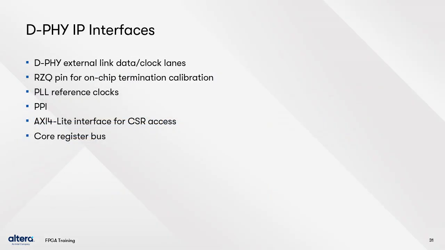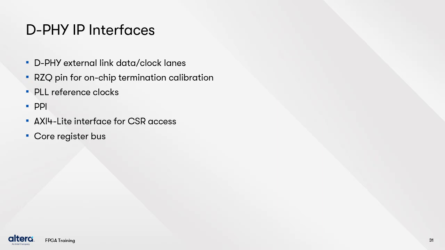After generating your DPHY IP, here are its interfaces to which you connect. There are the DPHY connections to the external link. These, of course, get mapped to FPGA I/O pins. Remember, Agilex 5 FPGAs do not require intermediate circuitry or components to connect to the other end of the link. The RZQ interface for on-chip termination, or OCT, calibration, and the reference clock for the PLLs are also mapped to pins for external connection.